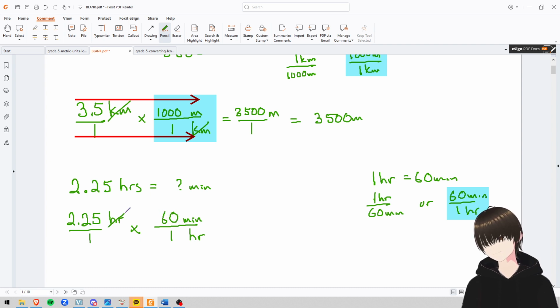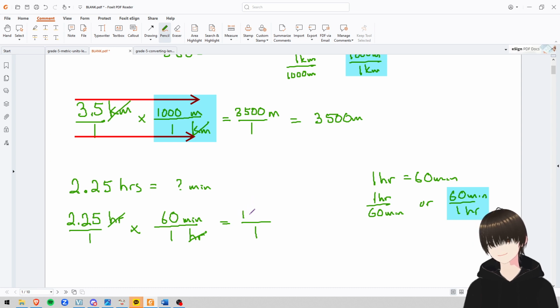Okay, hours. That crosses out. Multiply across. 1 times 1 is 1. And 2.25 times 60. That looks to be 120 with 15, 135. And the only units that persist after all of this is minutes in the numerator, nothing in the denominator. That is equal to 135 minutes. That's it. That's exactly it.